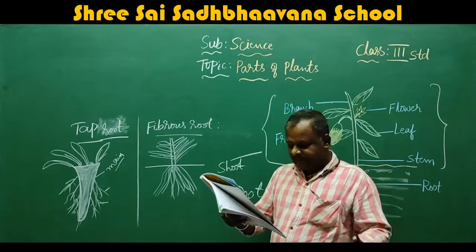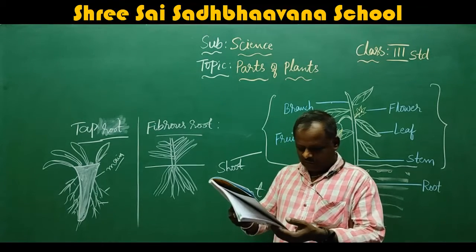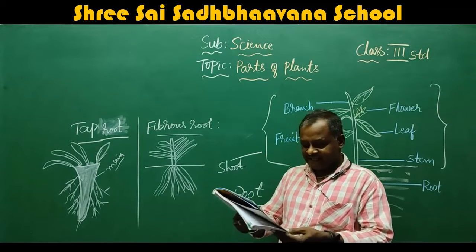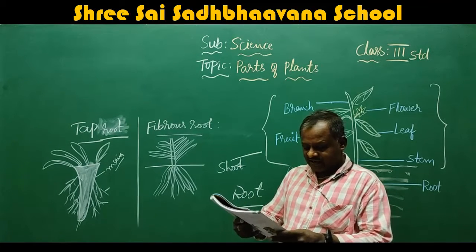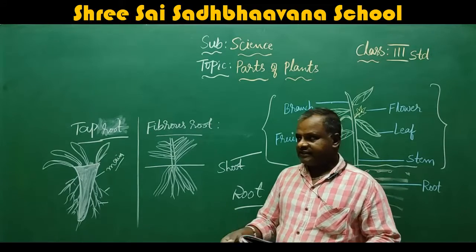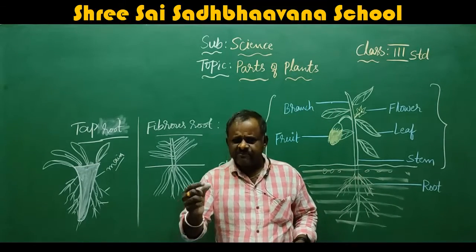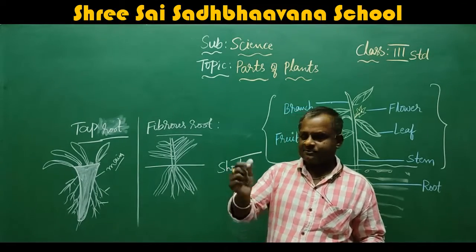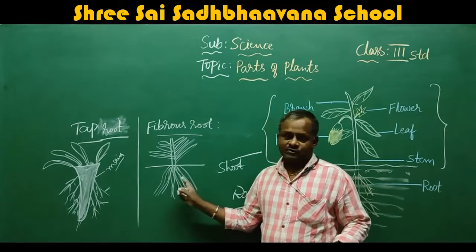Okay. In a fibrous root plant, a number of roots grow from the end of the stem. Plants like rice, wheat, grass, onion and sugarcane have fibrous roots. For example, when you go outside, just pick a small grass plant. Don't pick all the plants. Just pick a small grass plant. You will observe the fibrous root system.